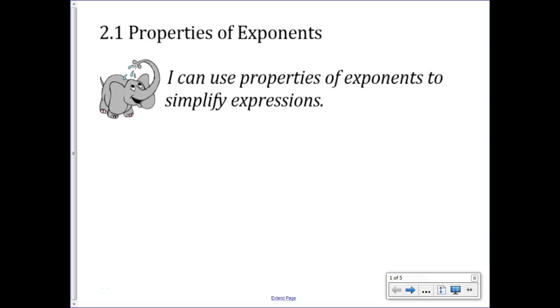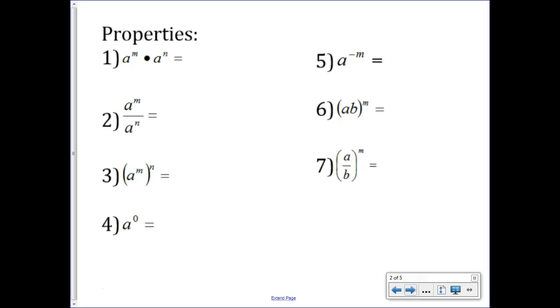Hey guys, today we are looking at simplifying exponents and combining them in different ways. This probably will look very familiar to you because you probably did some of this in Algebra 1. When you multiply two numbers with an exponent, if they have the same base, so a to the m power times a to the n power, we add the exponents. That looks like a to the m plus n.